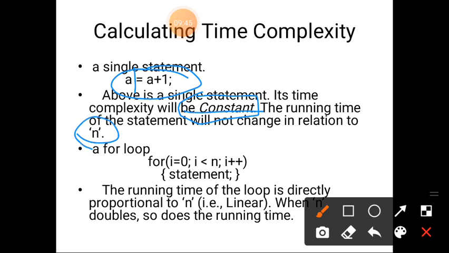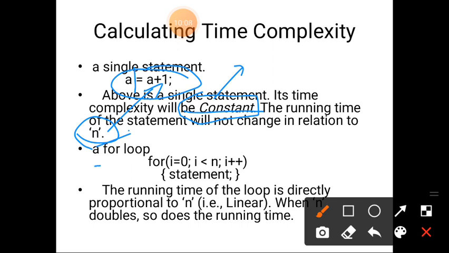So n is the input, and it does not depend on this variable here, a is equal to a plus 1. So the running time of this statement cannot change in relation to the input size n. So it's a constant, it takes constant time.